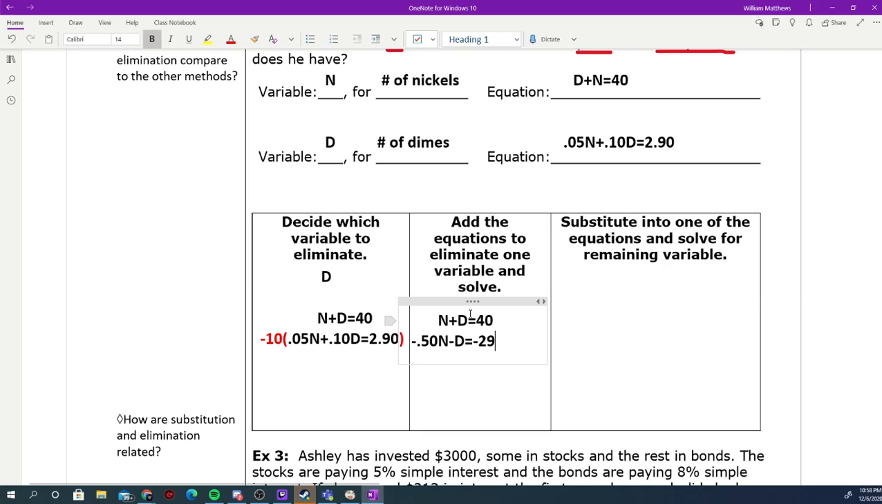So in this case, you can see that we have our dimes lined up, our nickels are also lined up, and our whole numbers are lined up. We can go through our process of adding our two lines together. We get 0.50n, D cancels out, equals 11.